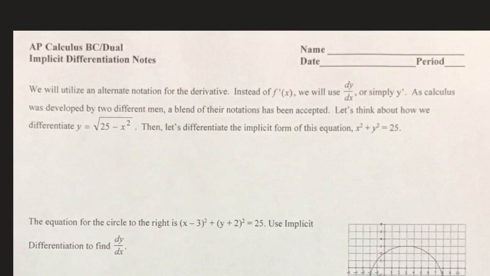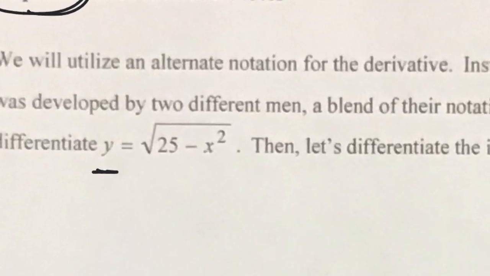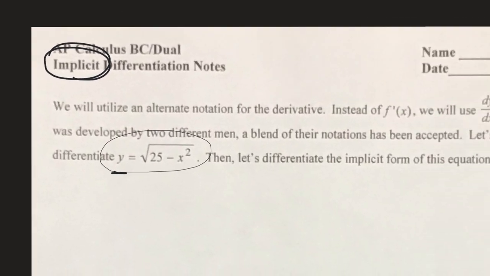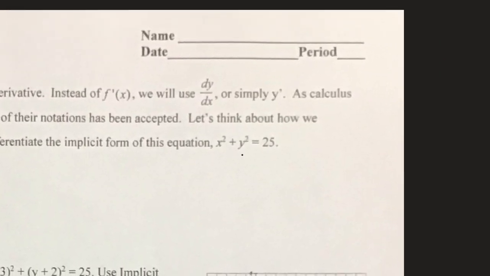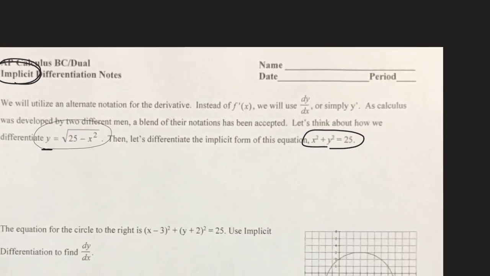Okay, let's talk about implicit differentiation. With implicit differentiation, we don't have to solve our equation for y. I don't know if you know this, but y equals square root of 25 minus x squared is the same equation as x squared plus y squared equals 25. So both of these are circle equations. Well, okay, this one's only a half circle, right?